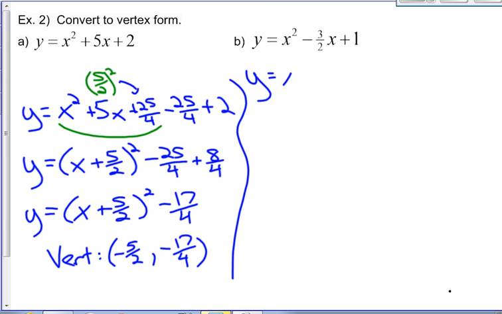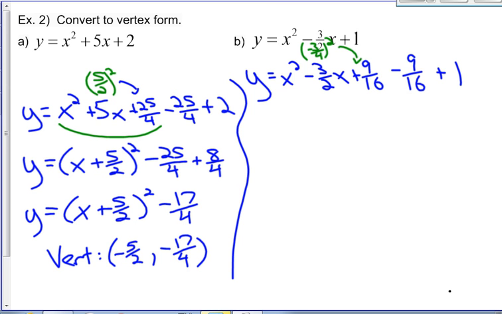Trying it again over here. So half the middle would be negative 3/4. Square it. Gives us 9/16, which I'm also going to subtract. Always the plus first.